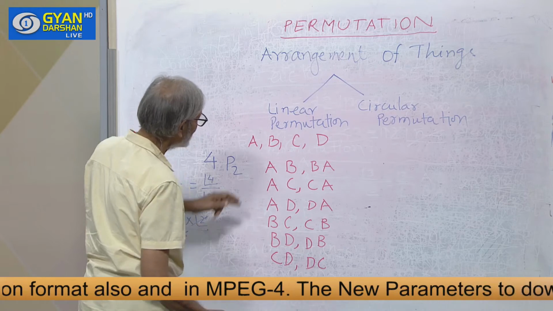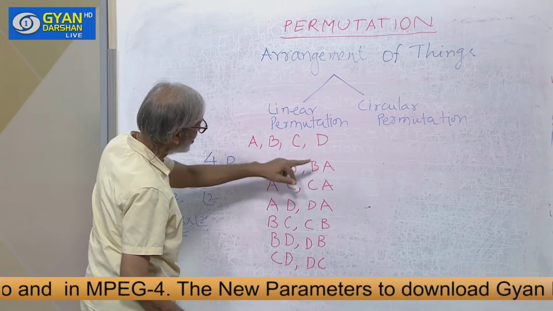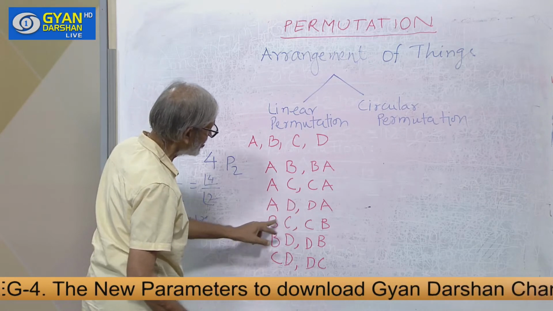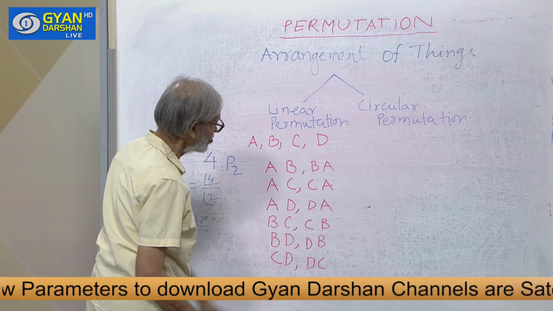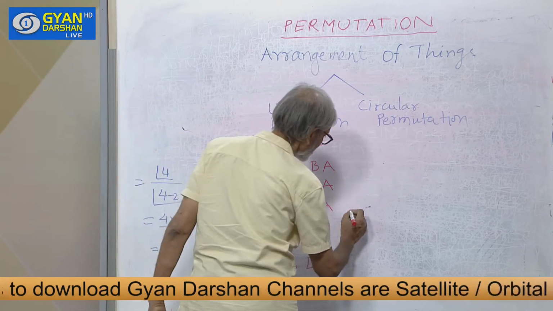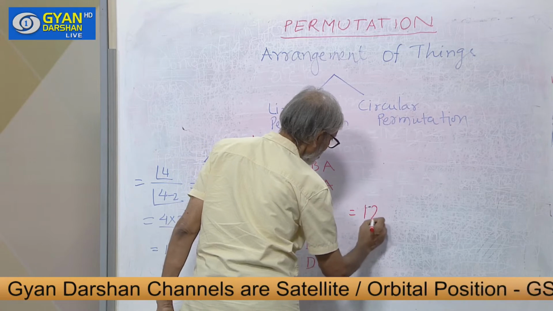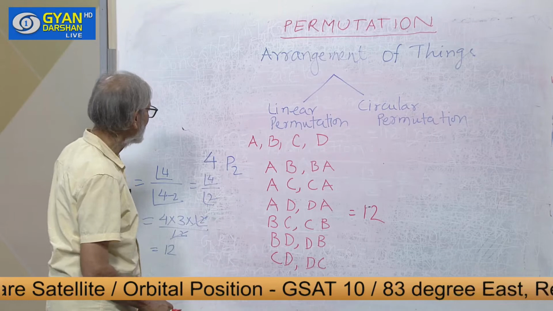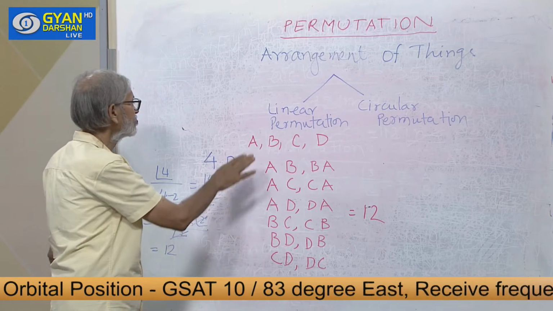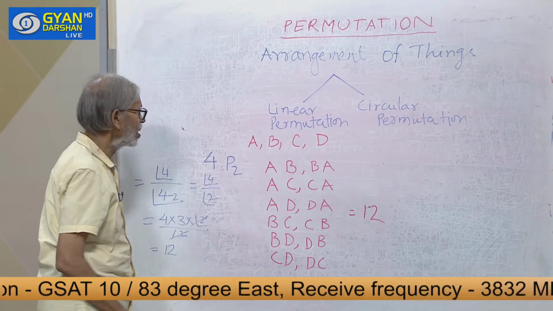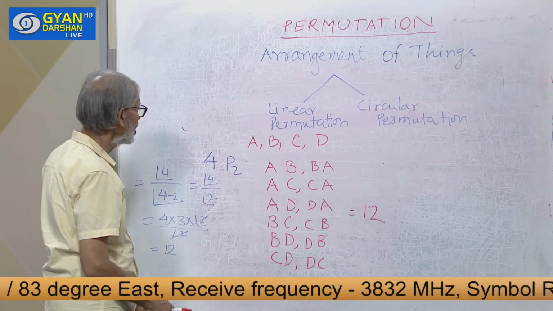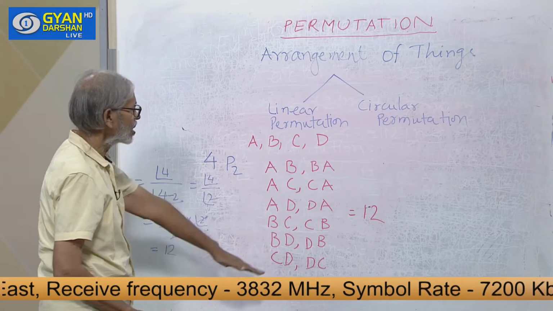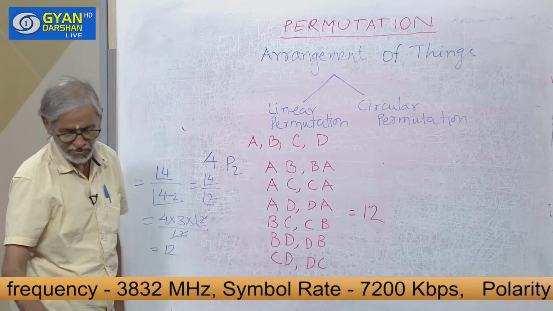So, how many arrangements are there? 1, 2, 3, 4, 5, 6, 7, 8, 9, 10, 11, 12. So, there are 12 arrangements. So, you can visualize that if we are taking 2 out of 4 things at a time, there are 12 arrangements.